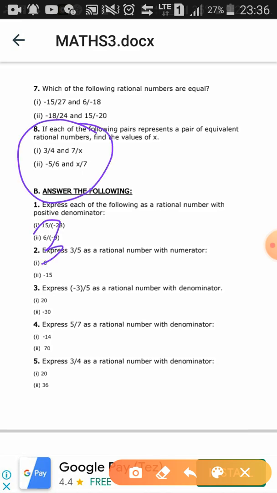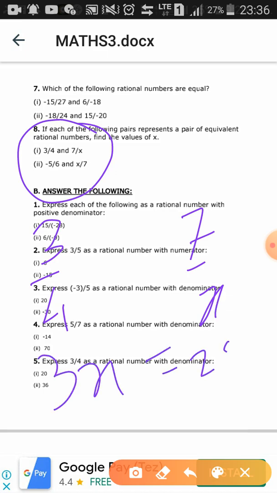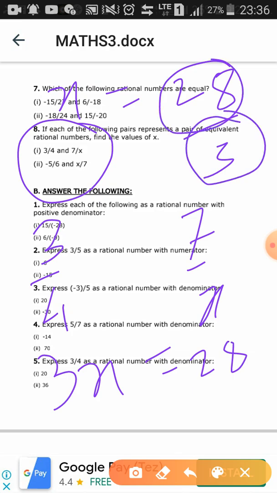For example, if you do 3 by 4 and 7 by x and you just cross multiply, then you will get 3x and 28. So x is equal to 28 by 3. This is a fraction because 28 and 3 can't be cancelled out. So the value of x will be 28 by 3.